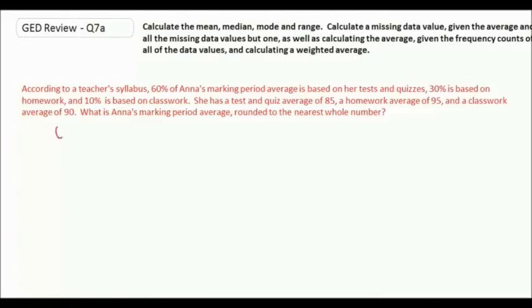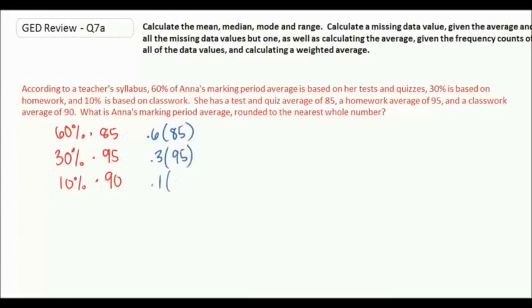Okay, so her tests and quizzes were 60%, and that was a grade of 85. 30% was homework, and her homework grade is a 95. And then 10% is classwork, and her classwork was a 90. So what we're going to do is multiply the percent by the respective grade. However, when we multiply by percents, we have to remember to change the percent to a decimal. So what we're really doing here is 0.6 times 85, 0.3 times 95, and 0.1 times 90. And then we're going to add those up together.